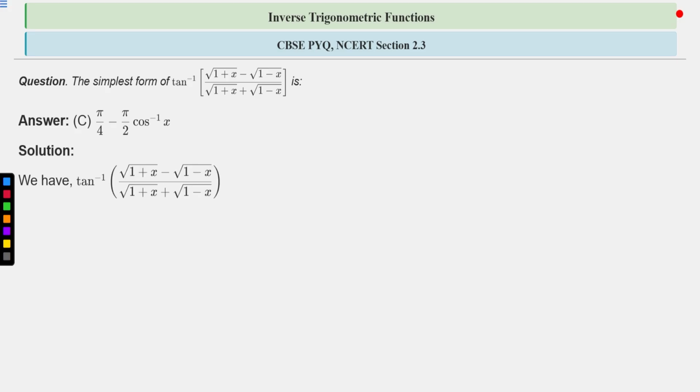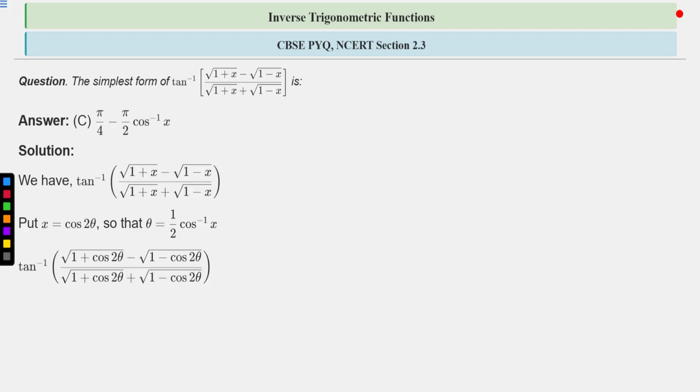We have tan inverse of (root 1 plus x minus root 1 minus x) upon (root 1 plus x plus root 1 minus x). So let us put x as cos 2 theta, right? So theta will be 1 by 2 cos inverse x. You can take x equal to cos theta also, but then the angle will come in the form of theta by 2. So we have taken x is equal to cos 2 theta, and theta is coming out to be 1 by 2 cos inverse x, right?